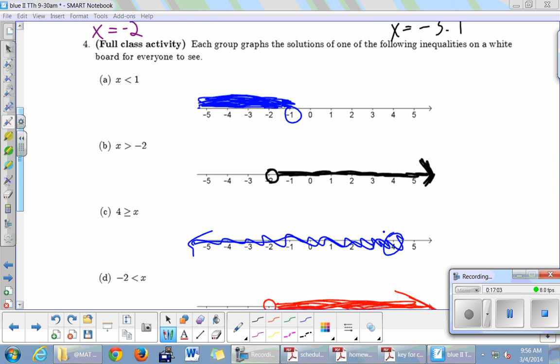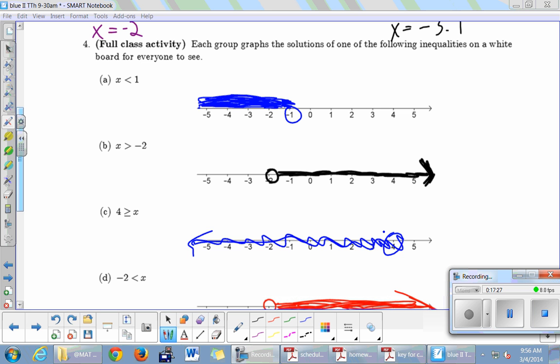Okay, starting in part A, this symbol right here, you kind of need to know how to say it out loud, just because how you say it completely dictates what it means. Is that a greater than or a less than symbol? That's a less than symbol. All right, so this says x is less than 1. So we start at 1 with an open circle, with an empty circle.